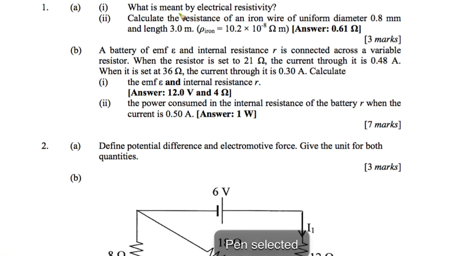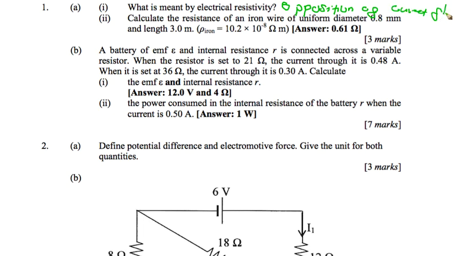What is the meaning of electrical resistivity? Electrical resistivity refers to the opposition of current flow. So when the current I flows in the circuit, the opposition of the system is referred to as the electrical resistivity.